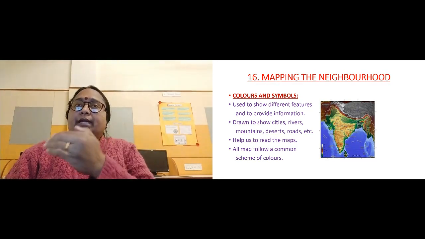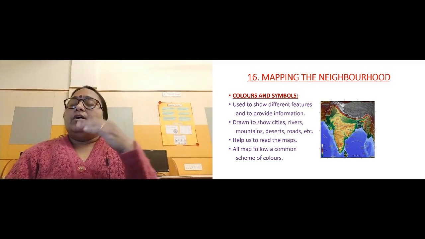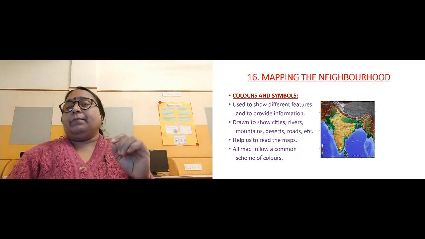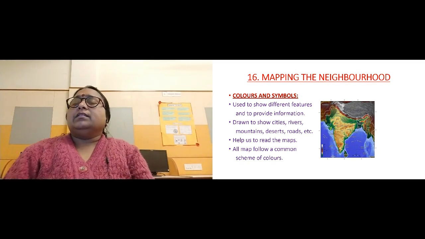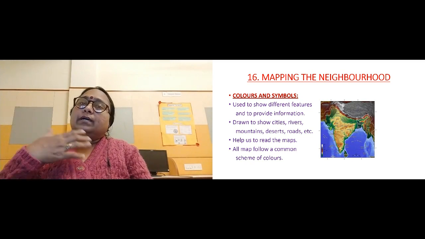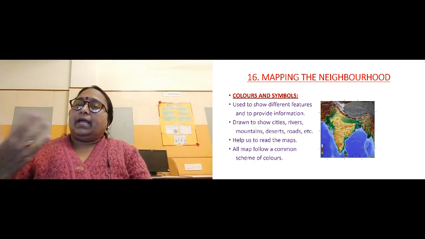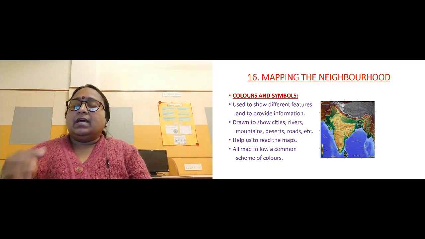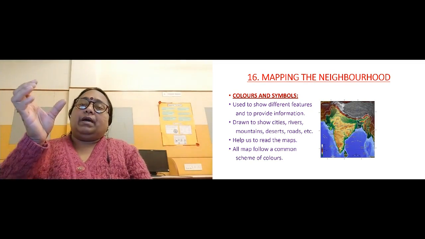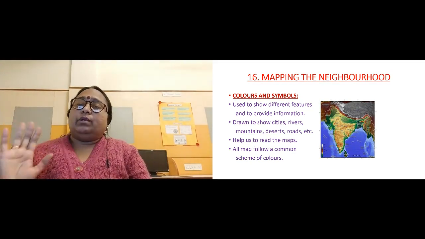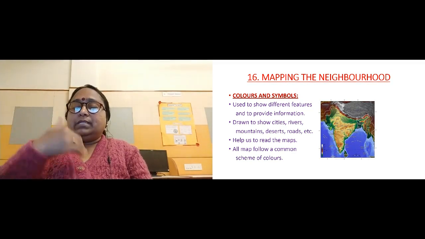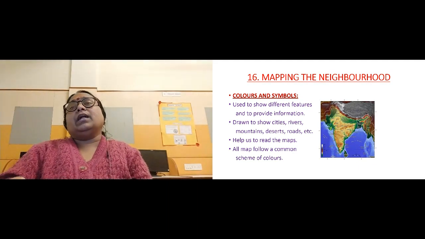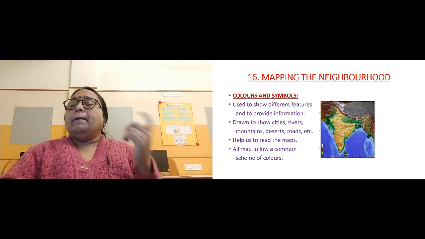So this coloring and giving of symbols is for easy reading of the map. It will help us to read the map easily. Okay, and these are mostly drawn to show deserts or roads or railways, then mountains, cities, rivers and lakes also. If you take the map of a single area, then everything will be mentioned in detail. Okay, so this is about the colors and symbols which we use in a map.